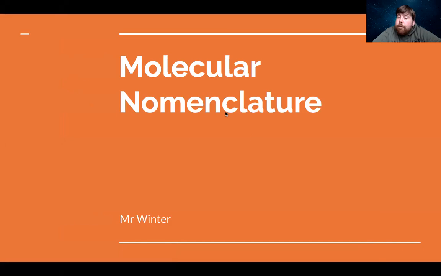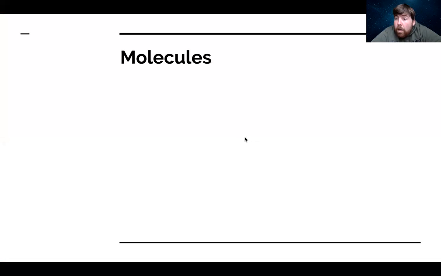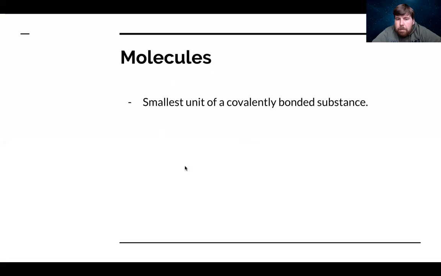Hey, so today we're going to look at naming molecules, or molecular nomenclature. So remember, molecules are covalently bonded substances. Today we're really going to be looking at substances that contain two nonmetals. Two nonmetals is the distinguishing factor for molecules. Once again, molecules are the smallest unit of a covalently bonded substance. This is going to be forming between two or more nonmetals.